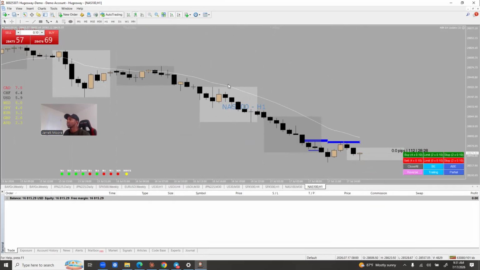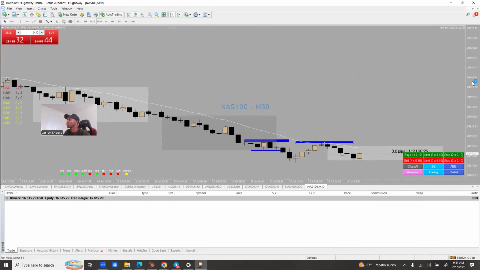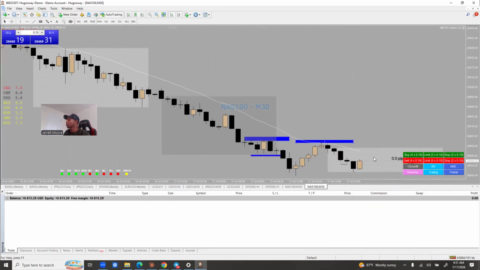So let's look at the 30-minute. In order for the market to buy, we have to clear all of this. So we can't buy until price breaks above the high, right? And even then, we still would want to see some more data. We need a whole break of structure.